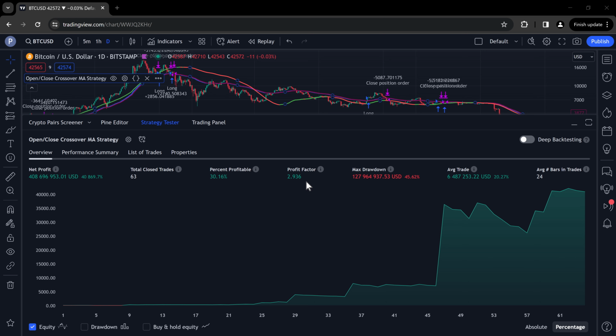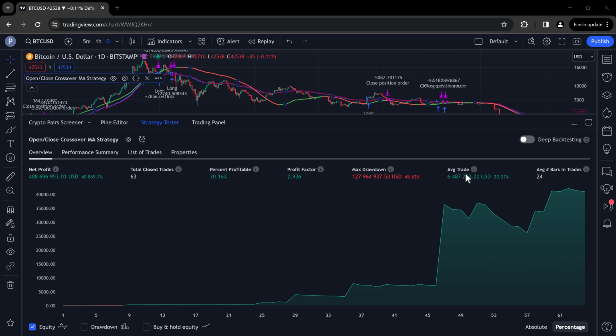Next metric is profit factor. This is the strategy gross profits divided by the strategy gross losses. The greater the value, the better. I recommend a value of at least more than 2 to consider the strategy acceptable to trade. Next metric is max drawdown. This is the greatest strategy loss compared to its highest profit. The less this metric, the better.